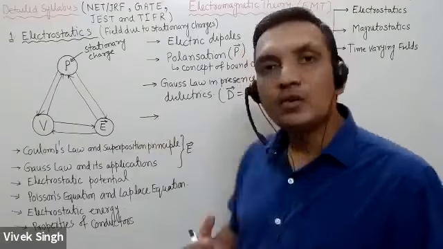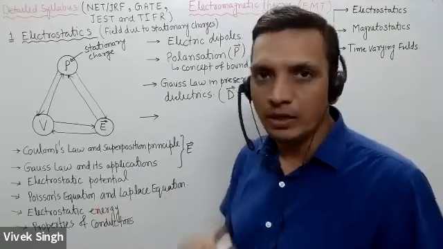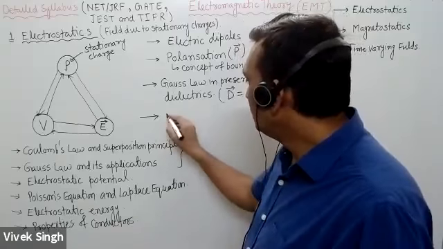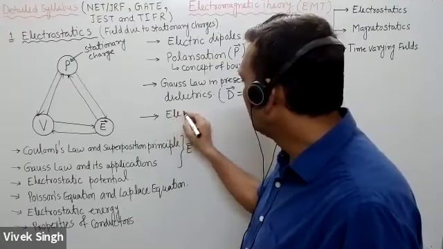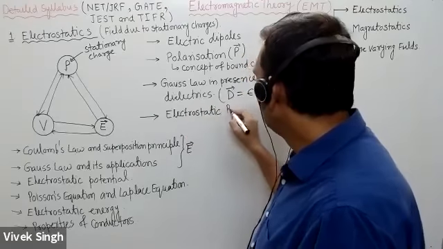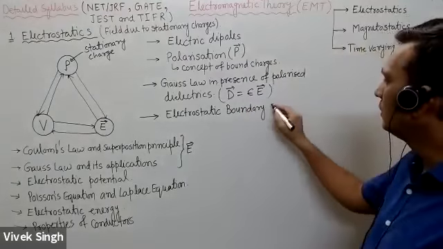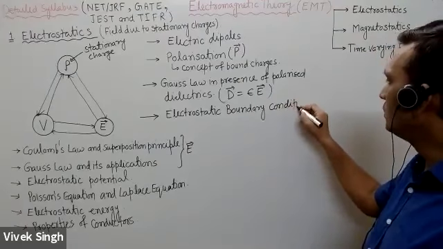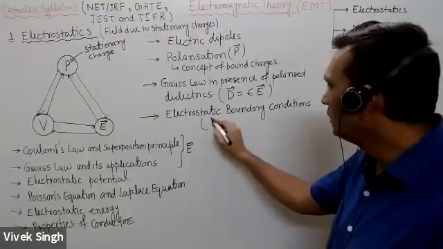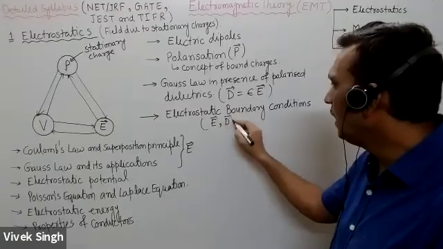And then we will see electrostatic boundary conditions. What will be the behavior of the field at any boundary, whether you have dielectric or dielectric and conductor. So you will see boundary conditions for E, D, E and V.